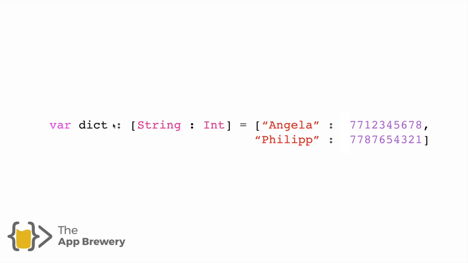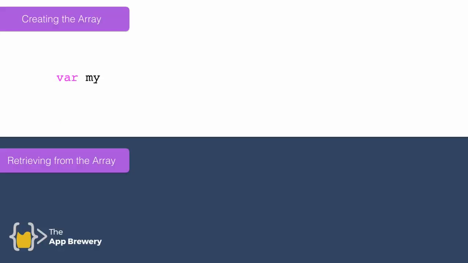Now I can stuff as many of these key value pairs into my dictionary as I want, as long as I stick to those data types: keys being strings and values being integers. If we think about arrays and the way that we create an array, we simply stuffed a whole bunch of values separated by commas into a collection, into a set of square brackets.